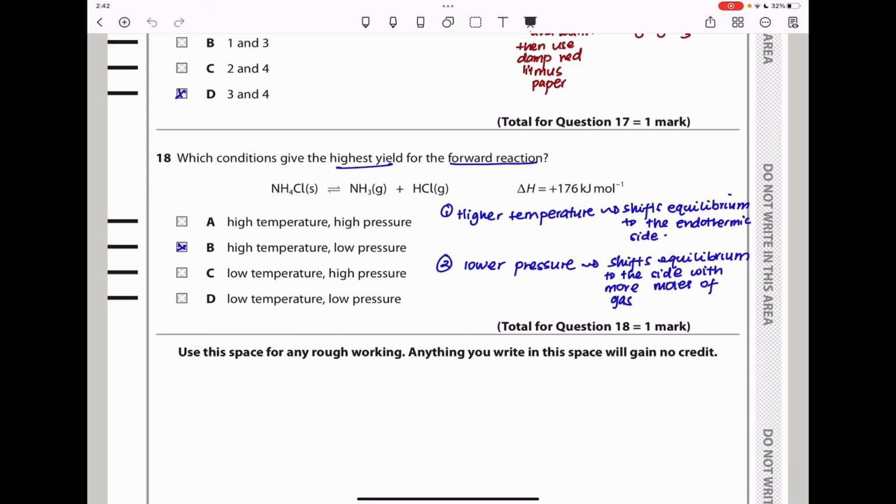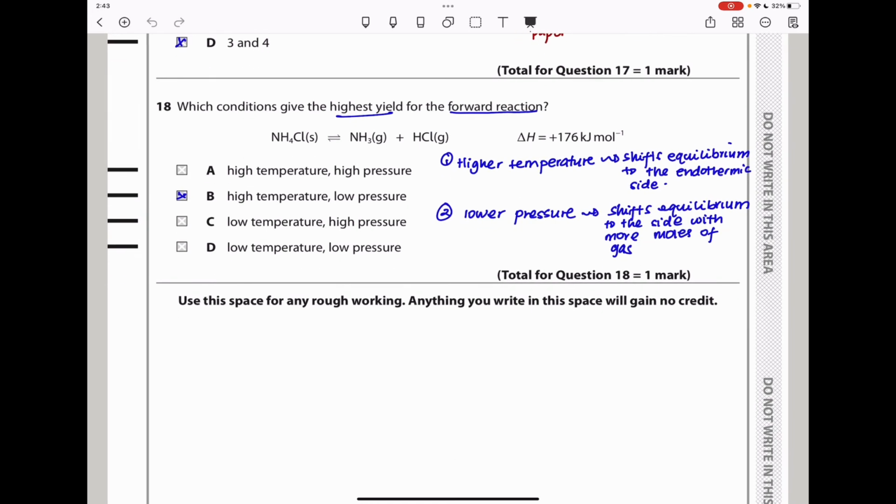And for pressure, we need lower pressure, because when you lower the pressure, equilibrium is going to shift to the side that has more moles of gas. So since this side has more moles of gas, we need to lower the pressure so that equilibrium shifts to the right-hand side. So when we see it's only B that has higher temperature, lower pressure, so it's the answer for question 18. Let's continue to question 19.